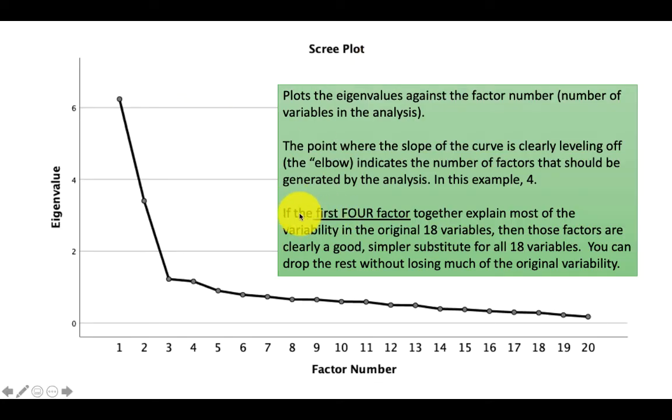Take a look at the scree plot. The first 4 factors together explain most of the variability in the original 18, sorry, not 18 variables, yeah, 20. Okay, then those factors are clearly a good simpler substitute for all 20 variables. Instead of having all these variables load on their own, actually you can have 4 factors to explain them. But if you see properly, okay, over here, this looks like the elbow actually goes flat after 3.